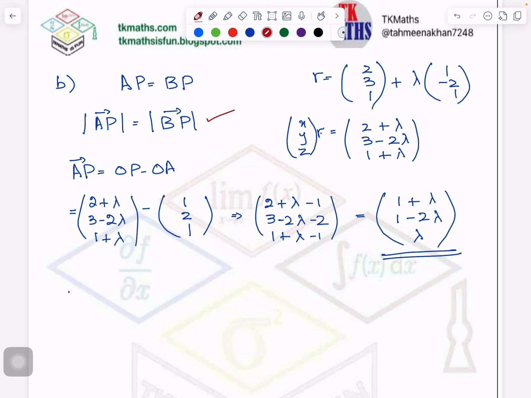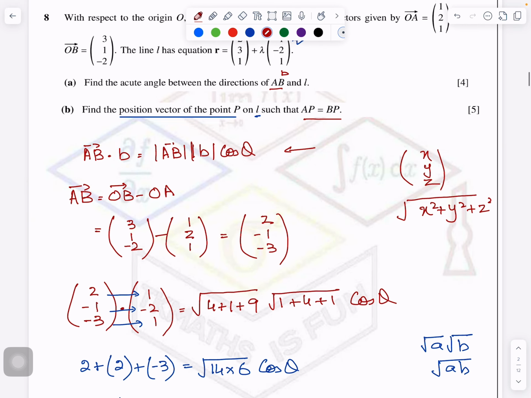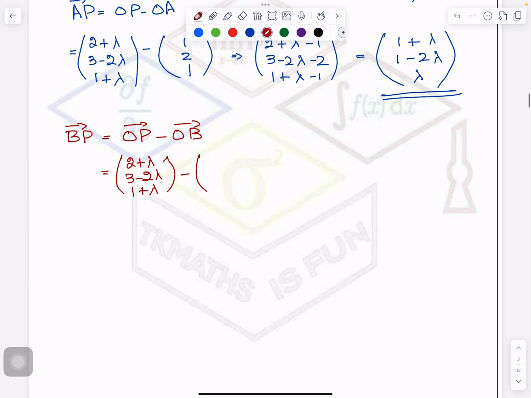So now let me find out BP. BP is equal to OP minus OB. If you want to try it yourself, you can put the video on pause and try it. So OP we have already found in the above case, so I'm writing it again. I would recommend writing each and every step. That helps you not to make a mistake. OB was 3, 1, minus 2. It is given in the question. So 3, 1, minus 2.